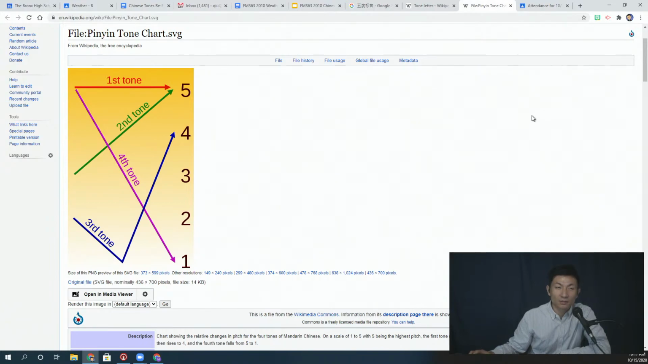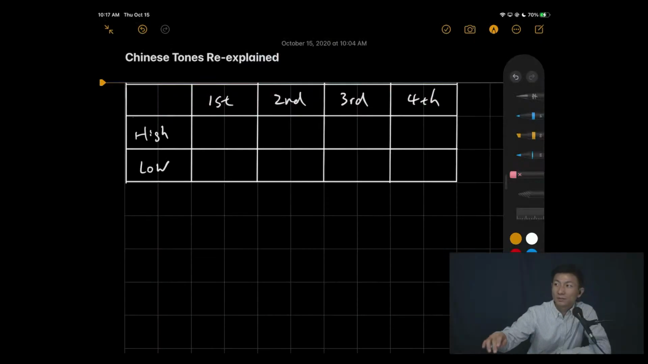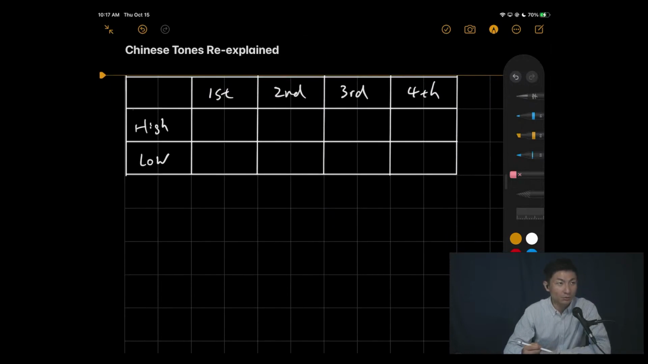So let's take a look at my alternative. Here, I put that in a table. So we have first tone, second tone, third tone, fourth tone. Instead of putting them into 5 different degrees, I'm just separating them into high and low. Okay, so high pitch sound, low pitch sound. And if we take a look at the first tone, it should be pretty straightforward. It should be a high pitch sound.